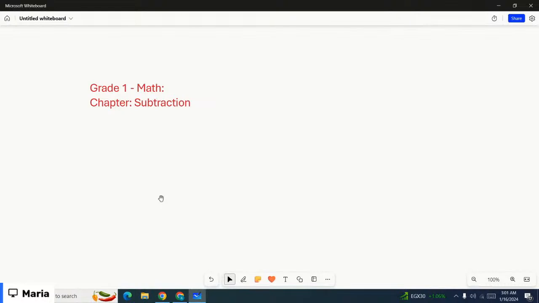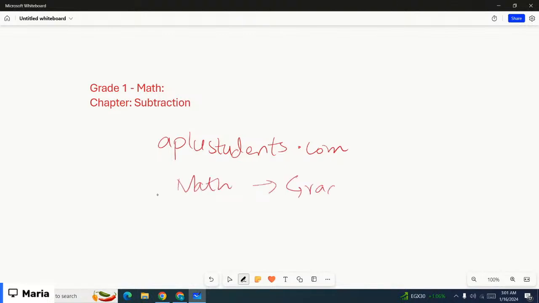We are here for grade 1 math. You can find all the lessons on aplusstudents.com. You have to log in there using your email address and the password provided by the administrator. Then select math from the subject tab, scroll down to grade 1, and click on view all lessons. There you can find a list of the chapters.